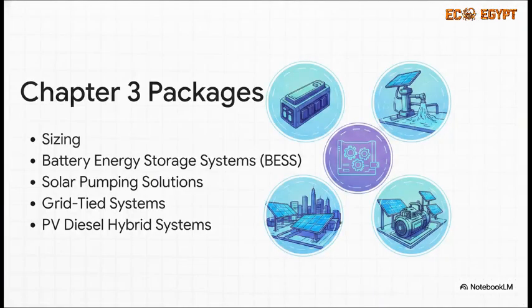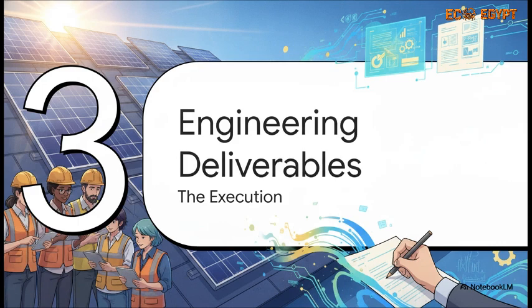So, the crucial point here is understanding the execution. You're required to apply comprehensive sizing methodologies. We're talking about creating the 4 design packages for the 4 project types of Chapter 3: battery energy storage systems, solar pumping solutions, grid-tied systems, and PV diesel hybrid systems. You literally have to prove you can size a system for every single one of these. No skipping.